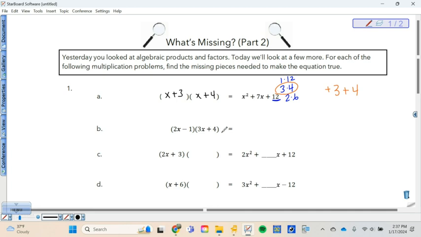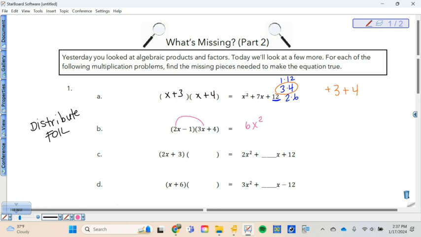What do I do when I have something like b, where I have the factored form version and I want to go to general form? Yeah, distribute, or we sometimes call it the FOIL method, right? So I'm going to take that first number, 2x, and I'm going to multiply it by the other first number, by 3x. What's 2x times 3x?